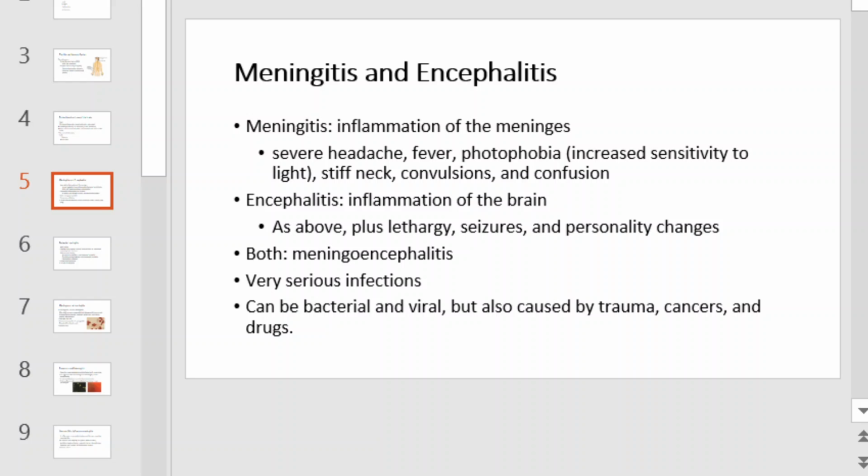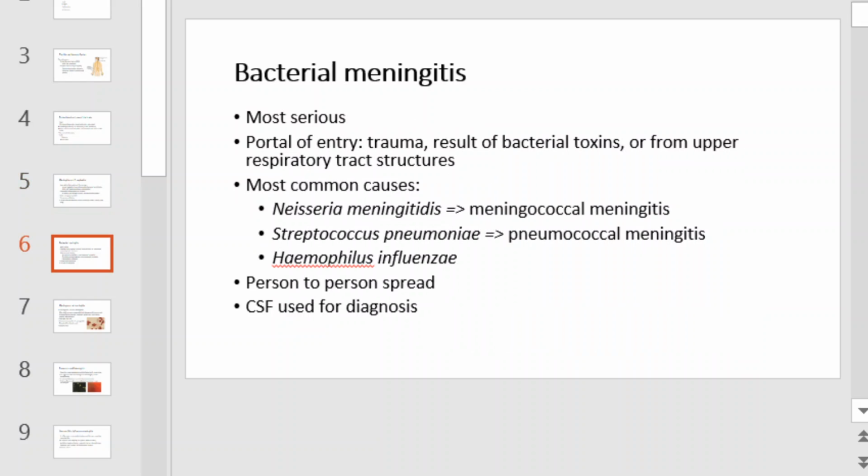Inflammation of the meninges, the brain, individually or both, is very serious. It can be caused by bacteria or viruses, but it can also be caused by trauma, cancers, and drugs. Bacterial meningitis is the most serious. Its portal of injury includes trauma, the result of bacterial toxins, or from upper respiratory tract structures. Its most common causes are listed here and include organisms such as Neisseria and Streptococcus. It is spread person to person and is diagnosed by sampling cerebrospinal fluid.